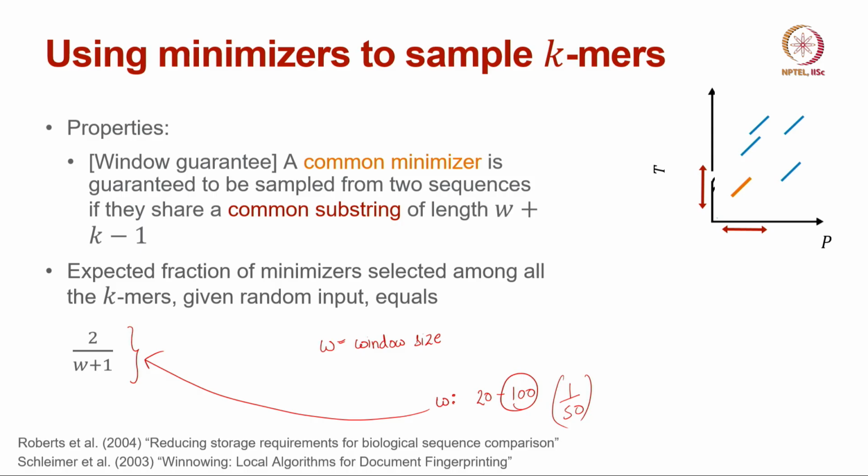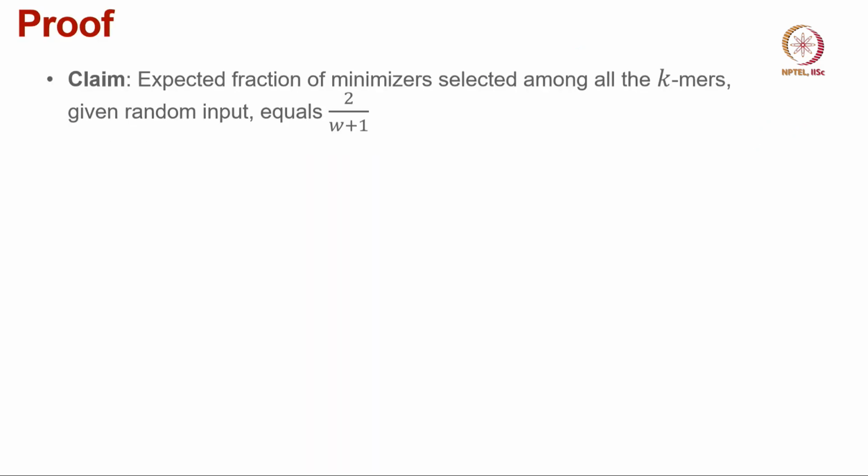Right. So, let us mathematically prove why the expected fraction of minimizers selected among all the k-mers is 2 by w plus 1. Okay. So, let us try to prove this claim. Now, let us start the proof.